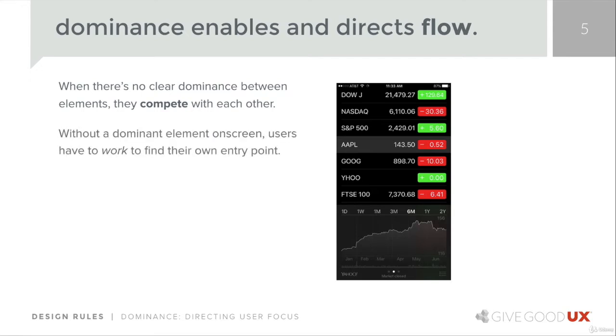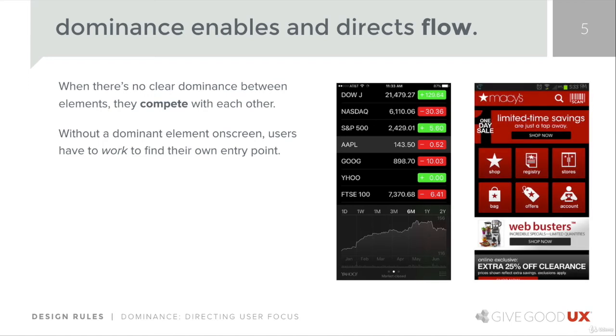Without a dominant element on screen, users have to work very hard to find their own entry point. Now they're trying, in this case, to highlight one stock, right? By that lighter gray border that highlights the Apple stock. The problem here is that's not enough. That is not enough to clearly separate that row from everything else. There's no dominance here. That's a very subtle signal, and all that does is add more visual noise. It doesn't clarify. It just adds another element for the eye to contend with.